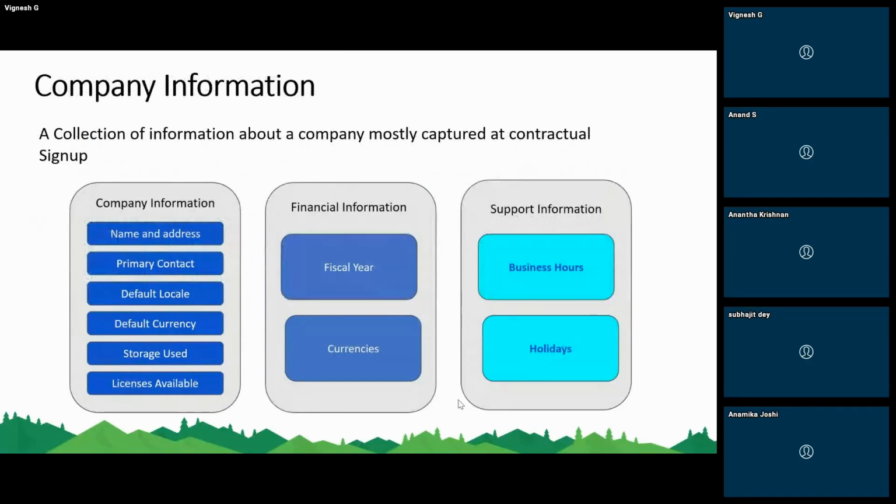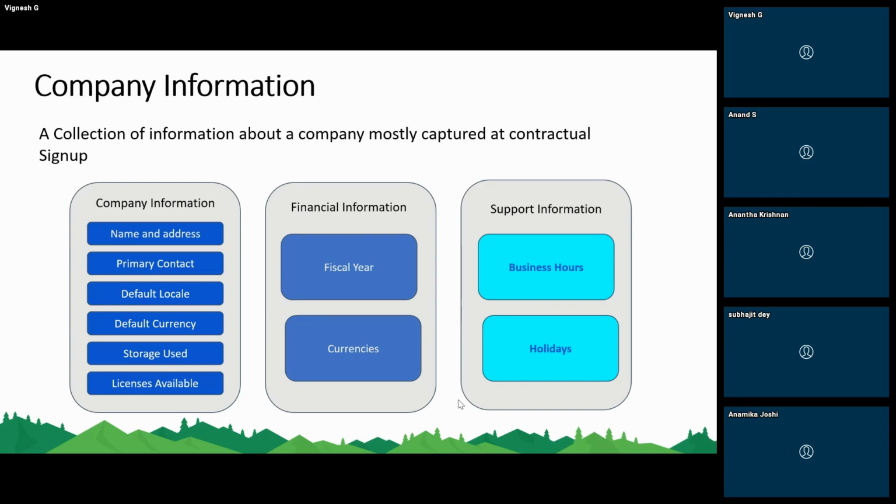These are some of the basic company information which we configure in our Salesforce orgs. The company information section consists of the name, address, primary contact person, default locale, default currency, storage usage, and the licenses available, and then the financial information such as the fiscal year for your company and the currencies you support. By default, it will be the local one.